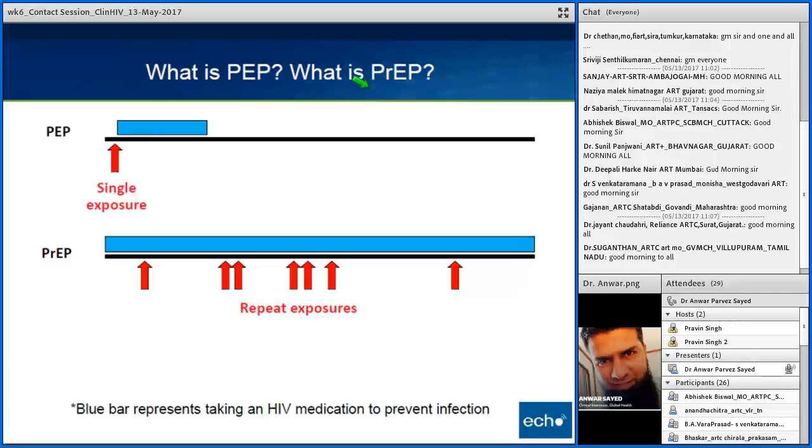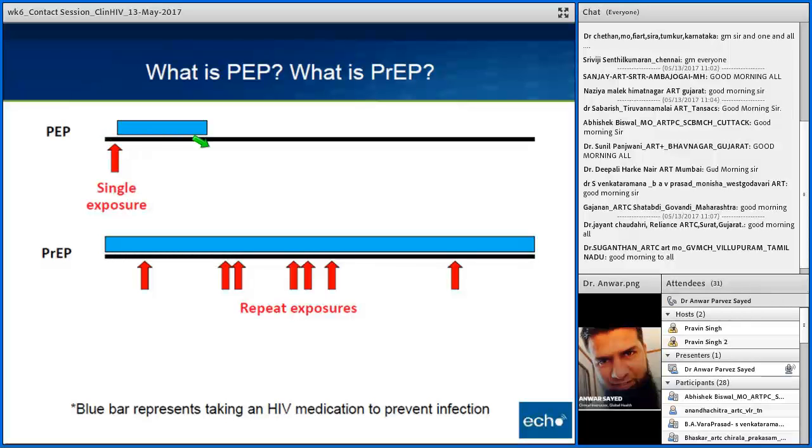Now let's start with what is PEP and what is PrEP. For some people it may be new. PEP, which is post-exposure prophylaxis, everyone knows, and pre-exposure prophylaxis, the short form used for this is PrEP. As the name suggests, in post-exposure prophylaxis you have one exposure, and after the exposure you give medicine so that the person is protected from the HIV virus. This is usually a 28 days medicine.